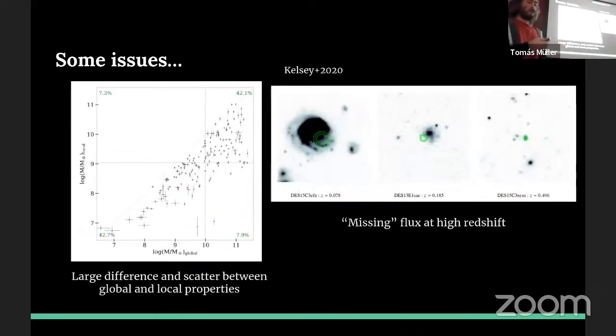Okay, now going back to global and local properties, there are some issues here. If we look into this plot, we have the global stellar mass of the galaxy and the local one in the neighborhood of the supernova. And of course, in the case of stellar mass, we see some offset. This is expected because if you add the flux inside this aperture, it's going to be less than that of the whole galaxy. And that makes sense.